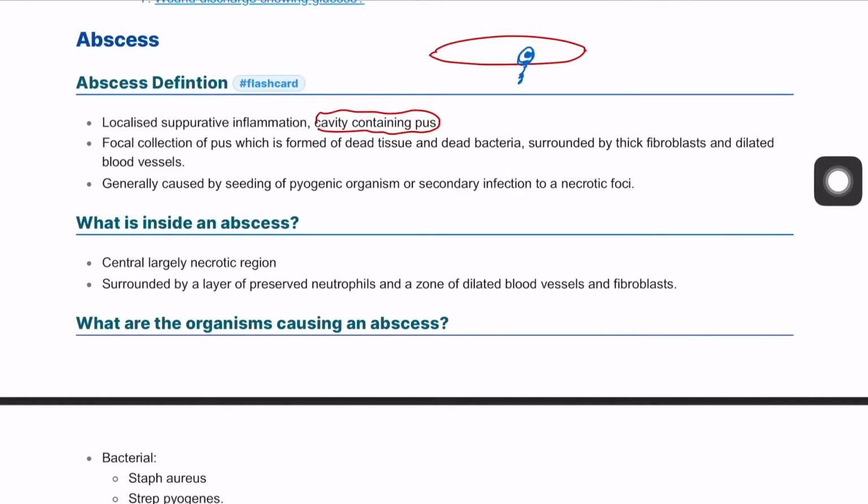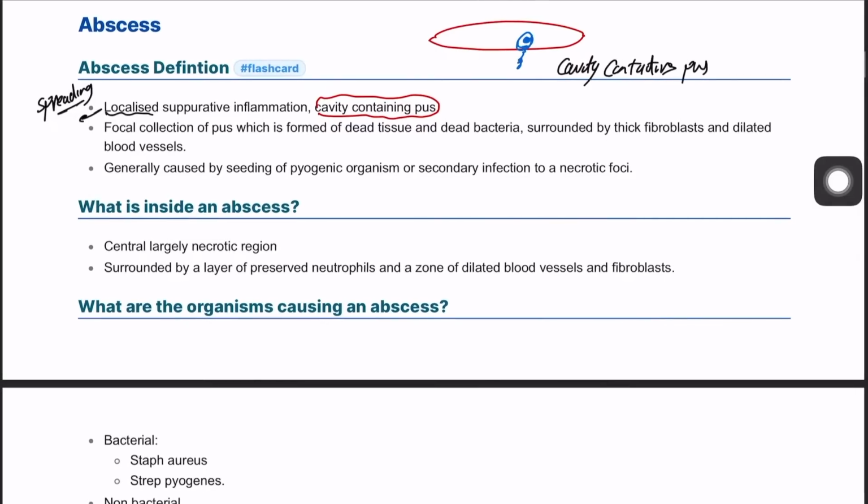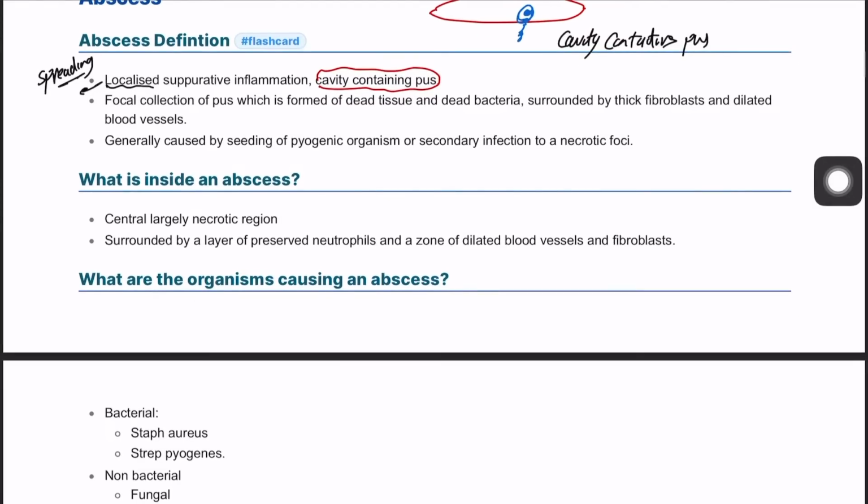So an abscess is a cavity. The simple definition is a cavity containing pus. All right, that's the definition, and it's obviously a local inflammation. It's very important to mention that it is localized, because a spreading inflammation would be a cellulitis rather than an abscess. So it's a focal collection of pus, which is formed by dead tissue, and we're going to come to what pus is now. So what's inside an abscess?